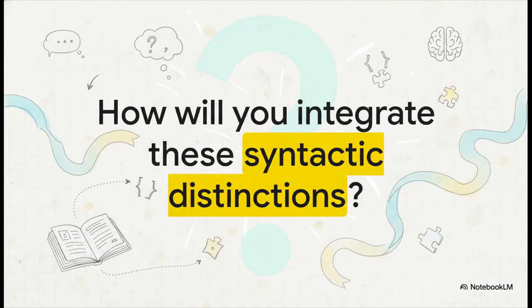So I'm going to leave you with this final thought to ponder today. How will you integrate these incredibly nuanced syntactic distinctions into your own C2 level curriculum? How are you going to take the abstract concept of a disjunct, or that absolutely critical comma placement in a so that clause, and use it to practically elevate your students' writing?